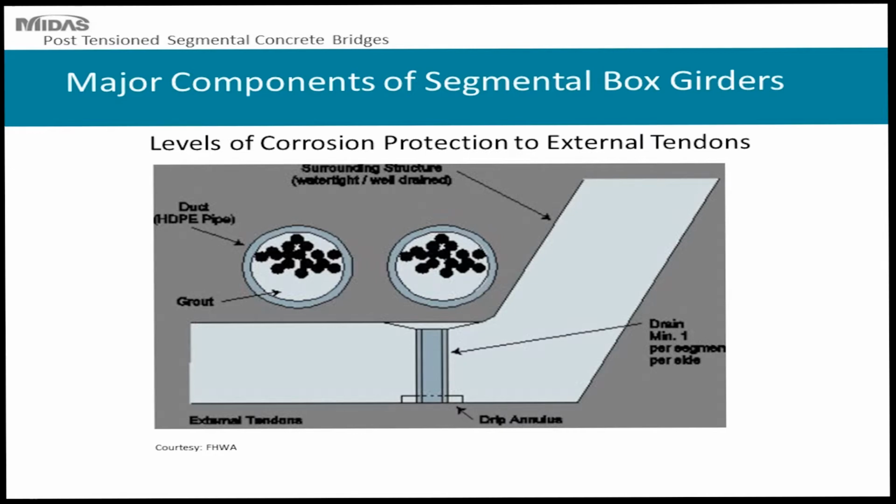It is worth noting that a drain pipe is typically designed to make sure that there's no trapped moisture inside the enclosed box girder.